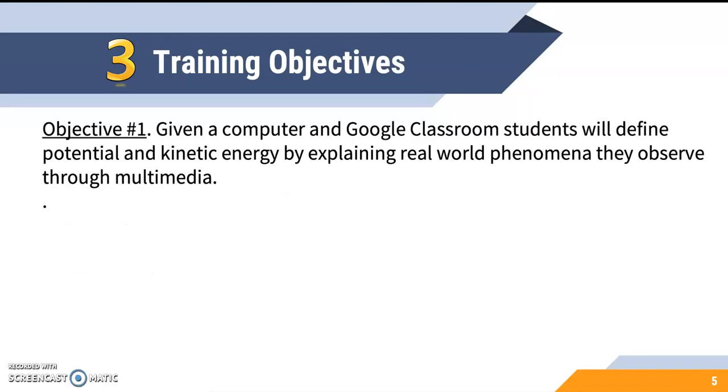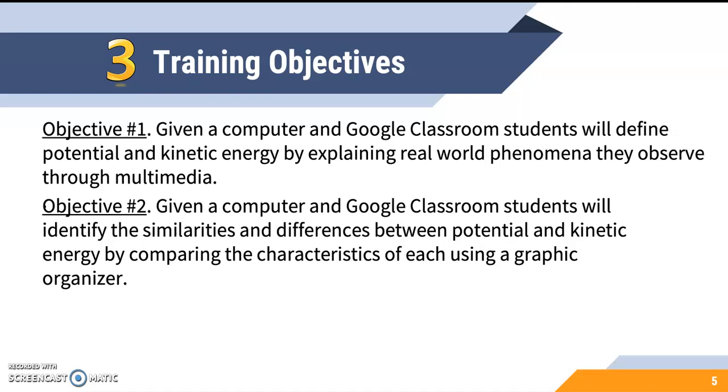There are 3 objectives that students will be required to demonstrate mastery of throughout the course. These objectives are as follows. Objective 1. Given a computer and Google Classroom, students will define potential and kinetic energy by explaining real-world phenomena they observe through multimedia.